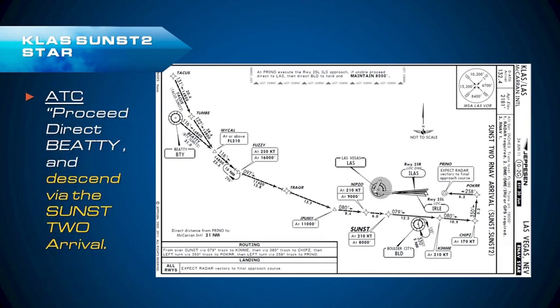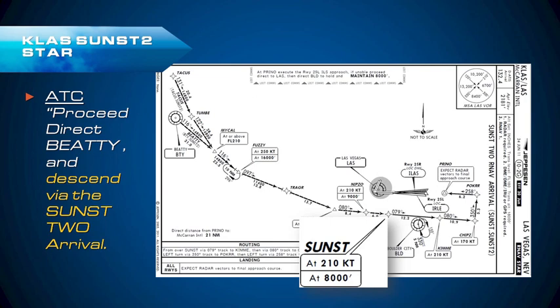Now remember, descend via means that we must comply with the altitudes on the chart, and they are flight level 210 at MyCal, 16,000 at Fuzzy, 11,000 at Ipumi, 9,000 at Nipso, and finally we end up at 8,000 at Sunce, and that is the last altitude on the arrival chart.